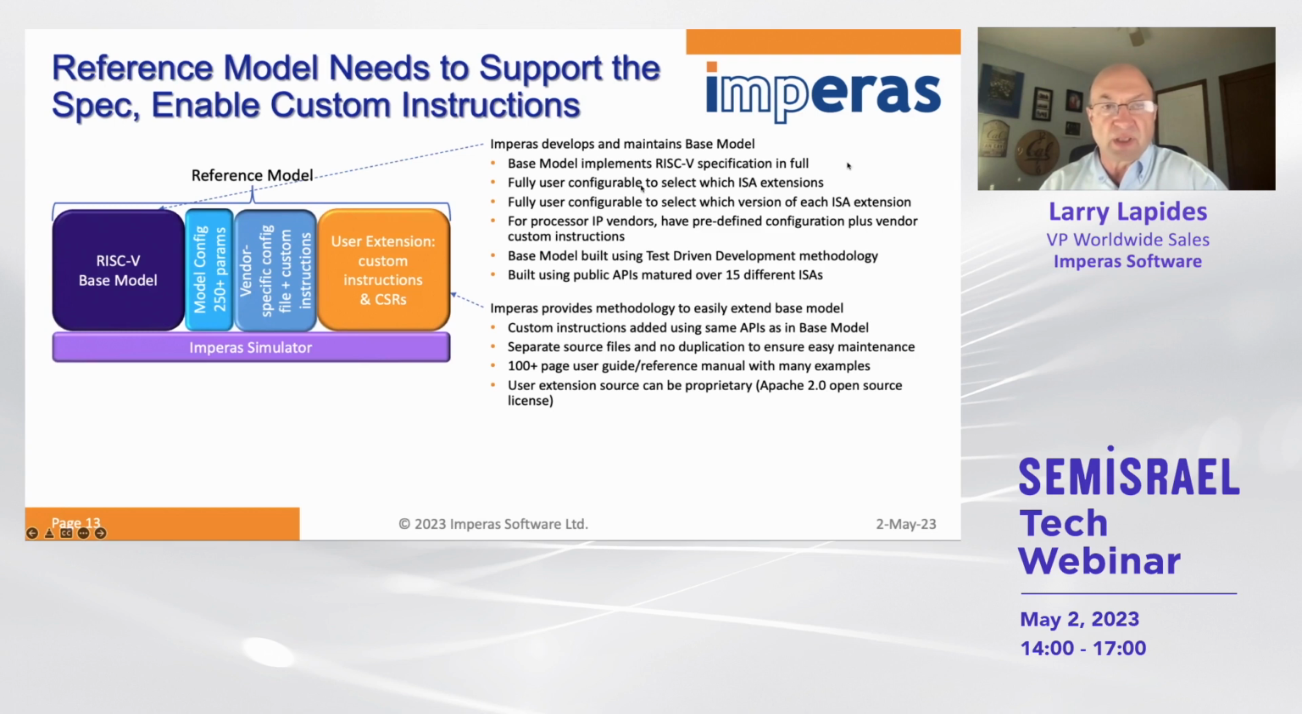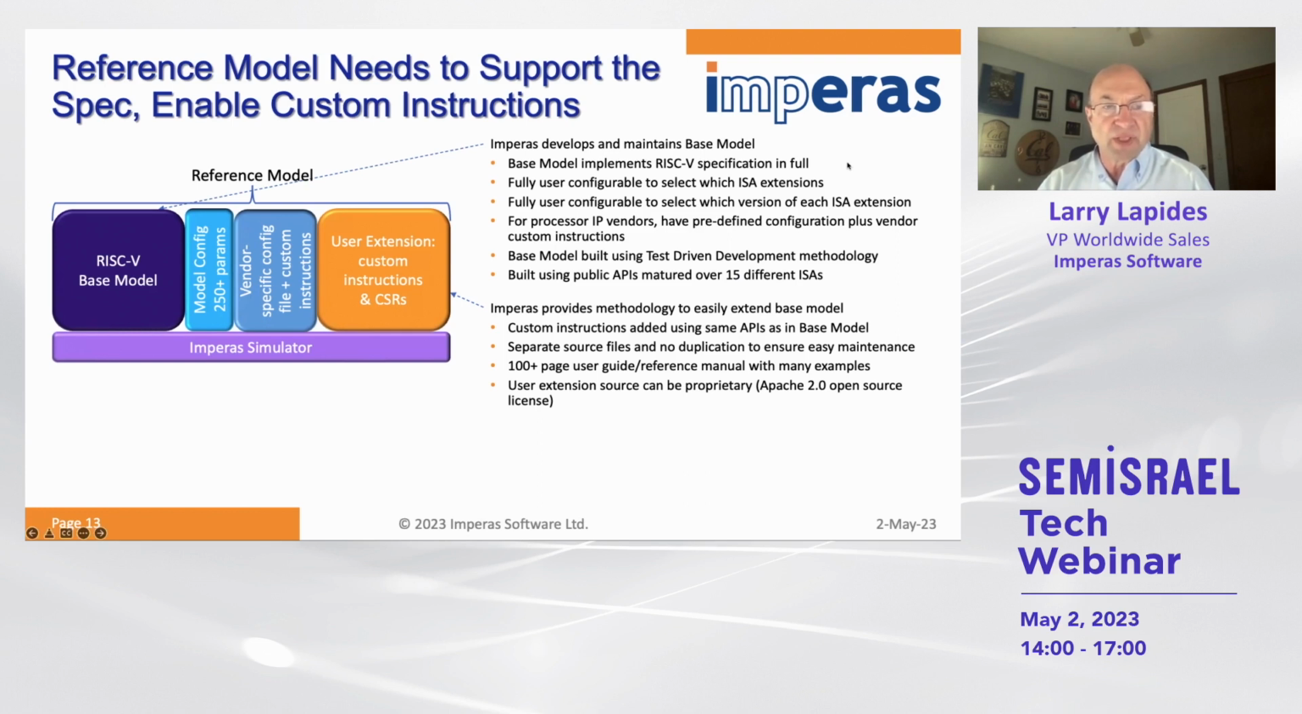So we're supporting the full RISC-V specification. It's user configurable to select which extensions and even which version of each extension. The base model is built, again, using this test-driven development methodology. And for the custom instructions, again, they're added using the same APIs as the base model. So actually, any of the tools that we've built here are going to work the same for the custom instructions as they do for the base model. And this happens automatically, no additional work needed.